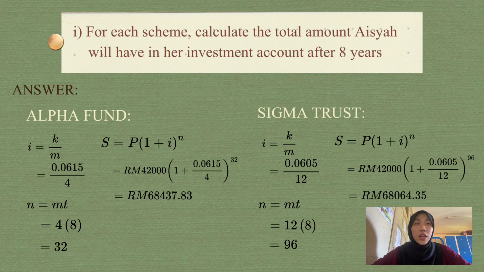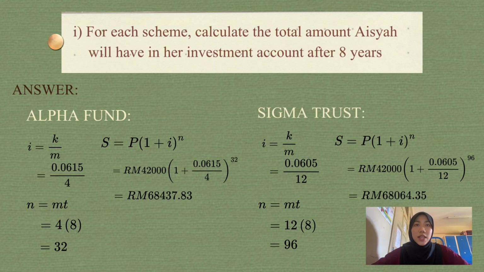First, find the value for i and n, where i equals k per m and n equals m times T. Substitute all the values into the formula, so S equals 42,000(1 + 0.0615/4)^32. And we get S equals 68,437 ringgit and 83 cents. And that is the total amount for Alpha Fund.